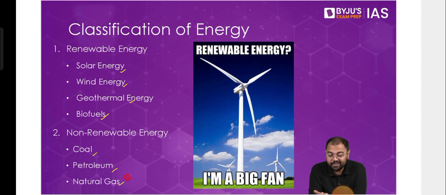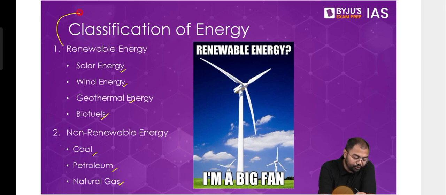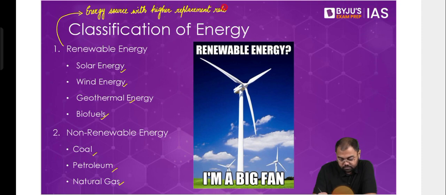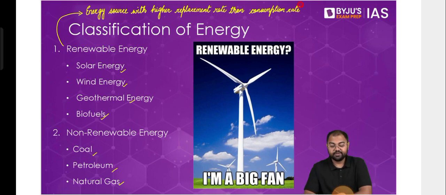So one of the basic ways to define renewable is: an energy source with a higher replacement rate than consumption rate. Right? The rate of replacement is higher than the rate of consumption. This is how we define anything that is renewable.